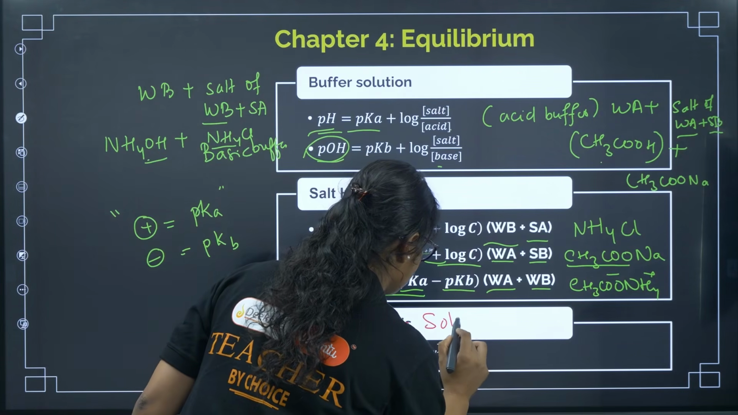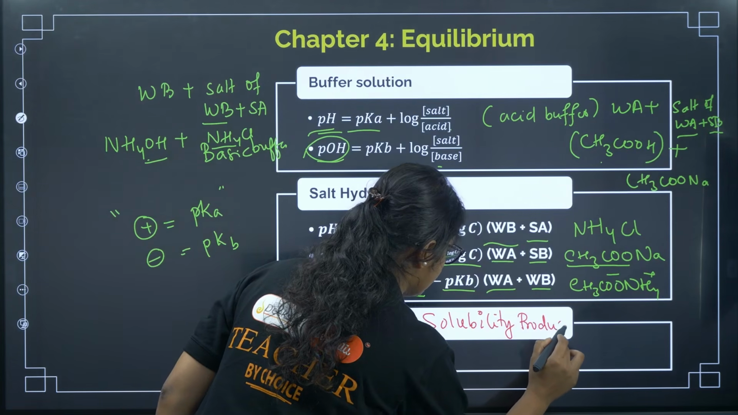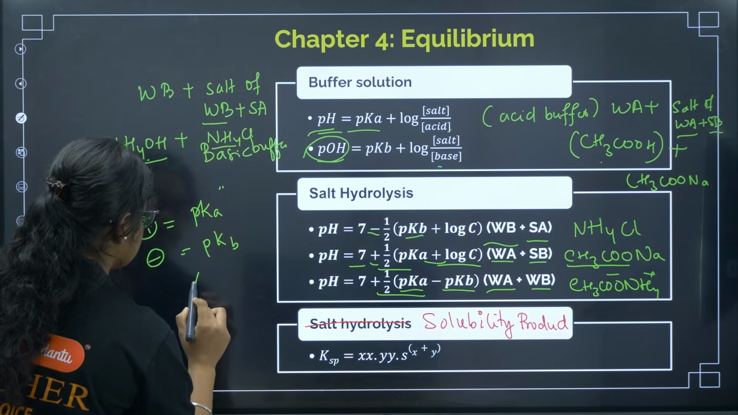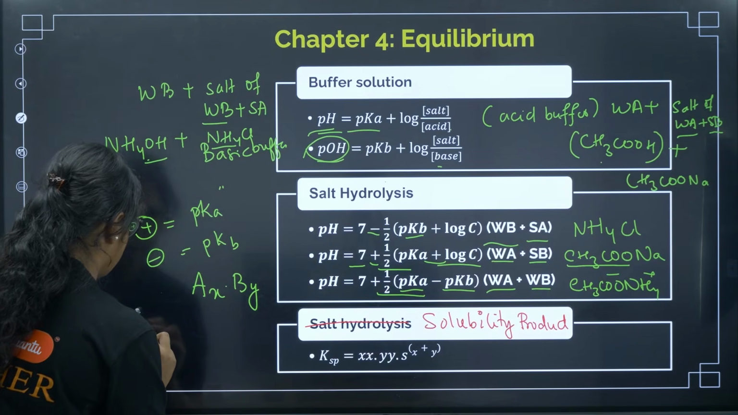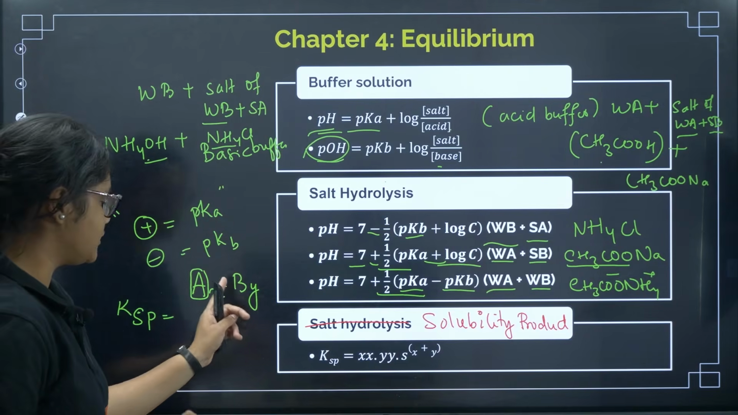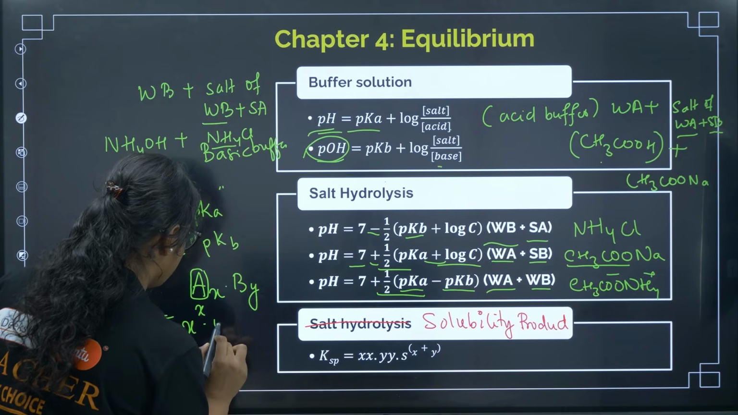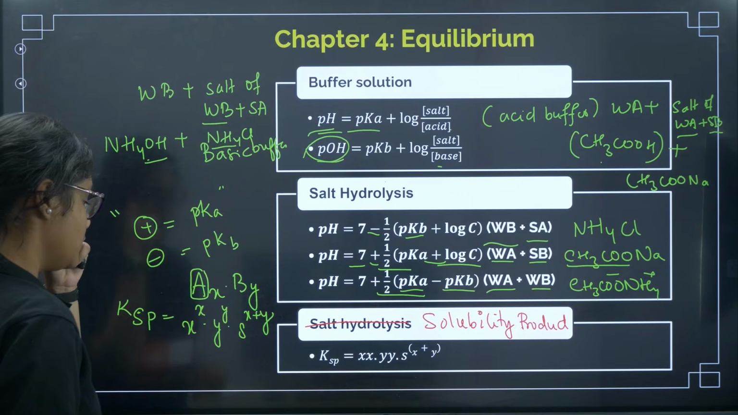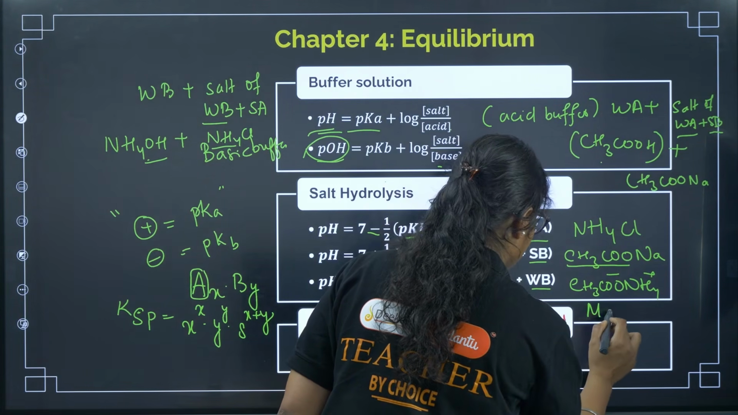Now coming to the solubility product formula. In solubility product, for any salt of the type AxBy, the Ksp formula will be, let the solubility of A be S and the solubility of B be Y. So we will have x to the power of x, y to the power of y, S to the power of x plus y. Okay. One example, suppose we have MgCl2.